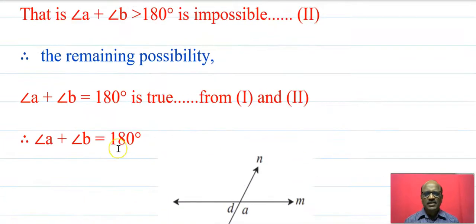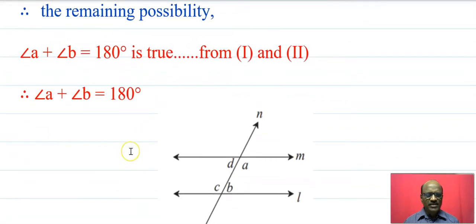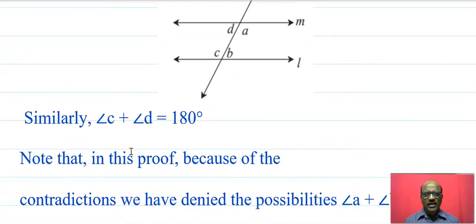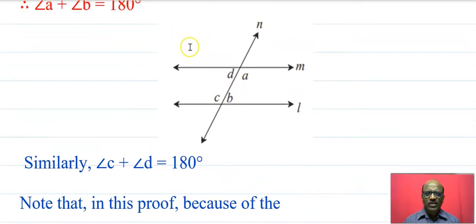Now see this: the measure of angle A plus the measure of angle B is equal to 180. This is true. Similarly, we can prove that the measure of angle C plus the measure of angle D is equal to 180. Hence, when the two lines are parallel, the sum of the interior angles is equal to 180. We have proved that the measure of angle A plus the measure of angle B is equal to 180, and the measure of angle C plus the measure of angle D is equal to 180. When this happens, the lines are parallel. This is an important theorem.